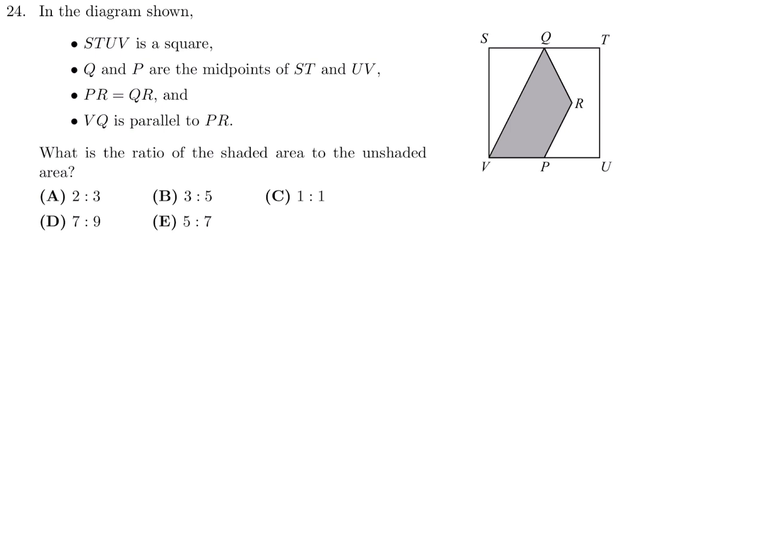In the diagram shown, STUV is a square. Q and P are the midpoints of ST and UV. PR is equal to QR, and VQ is parallel to PR. What is the ratio of the shaded area to the unshaded area?